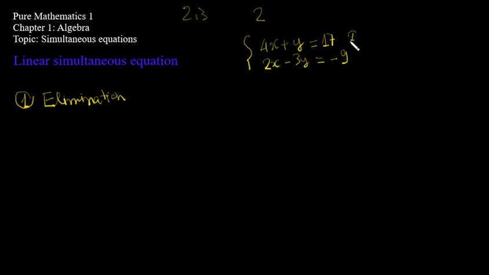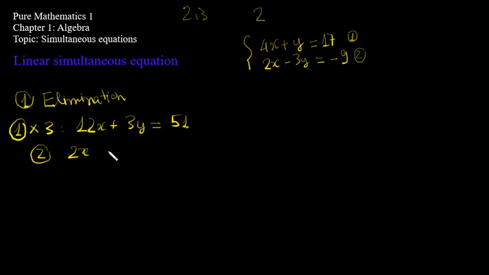This equation is 2, and this is 1. In order to get 3y, I would multiply the first equation by 3. So I have 12x plus 3y equal to 51. And I have my second equation, 2x minus 3y equal to minus 9. So I would add these 2 equations in order to eliminate the 3y.